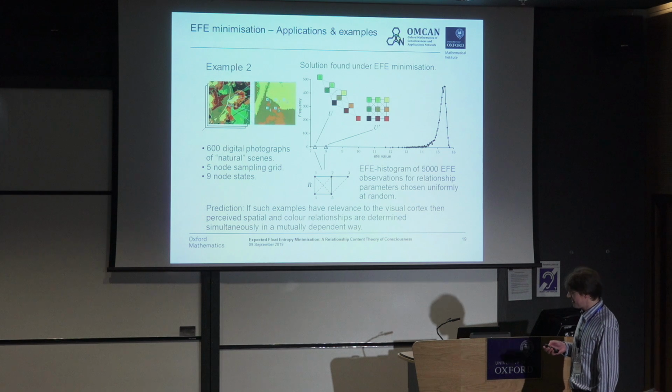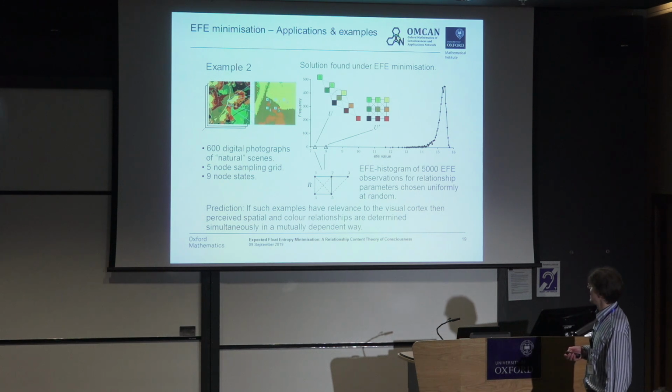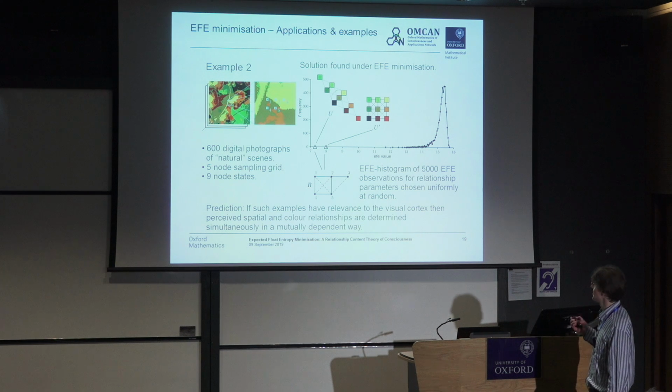We can do the same with color images. This uses just two colors, green and red, and then some intermediate colors between green and red. Actually, this was the relationships between the colors that gave the minimum. So that was a guess, and then we actually found that it was more like this.